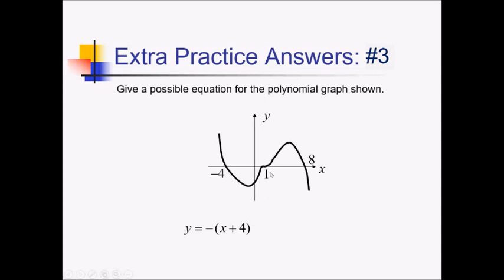Next, we're going through positive 1. So that's a factor of x minus 1. Since we're flattening through that, that means that 1 is a triple root. So we have x minus 1 quantity cubed. And then finally, we're going straight through 8. So that's going to be x minus 8 first power.